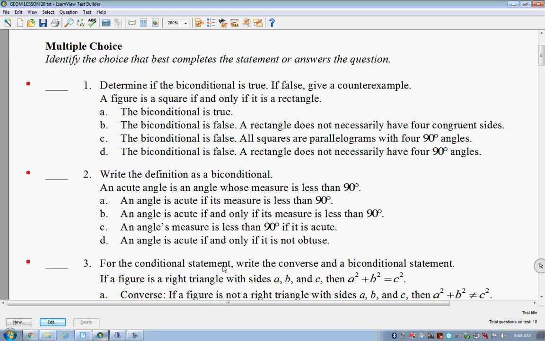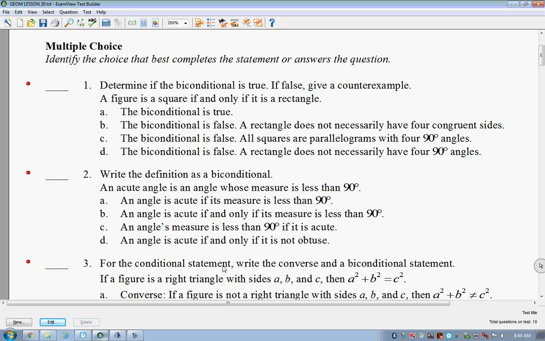We're going to take about 6 to 8 minutes here. Determine if this biconditional is true. If false, give a counterexample. A figure is a square if and only if it is a rectangle. Is that true? A figure is a square if and only if it is a rectangle. Is that true?